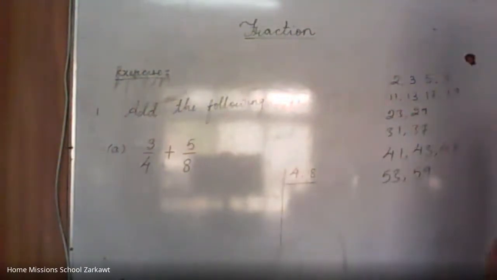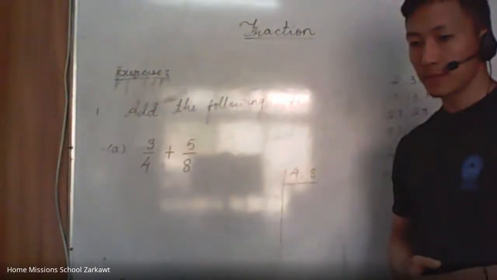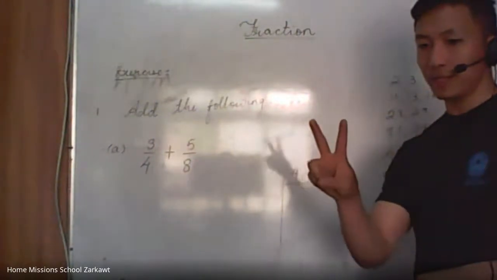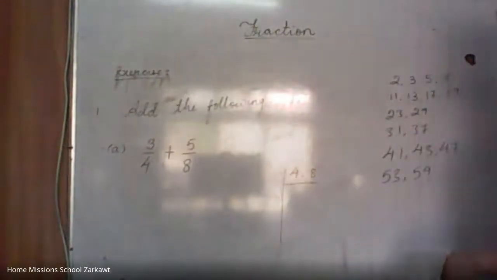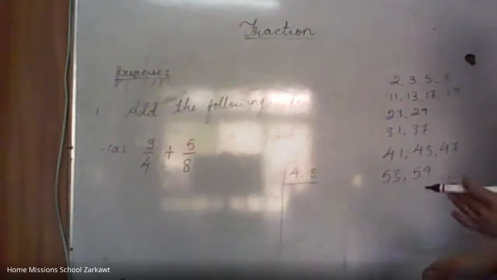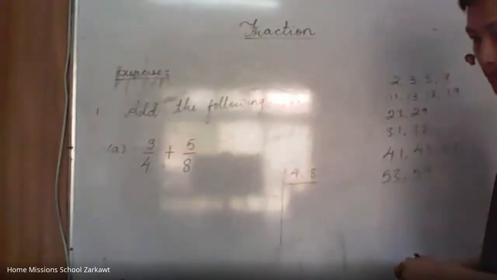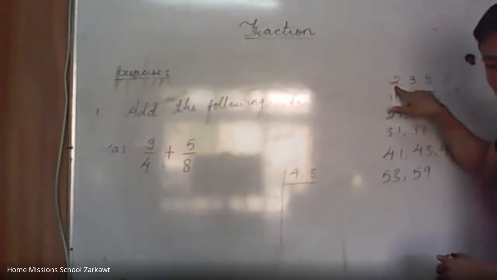What is the smallest prime number? Okay, someone say 2. Okay, 2 is the smallest prime number. That is correct. You should respond to me with your finger whenever I ask you any question. Okay, 2 is the smallest prime number.